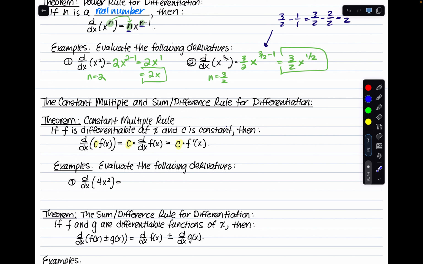So just like our example above, where we had the derivative of x squared, recall here that we found above d dx of x squared is 2 times x to the 1. This means that when we evaluate the derivative of 4 times x squared, we can bring this 4 out in front and then multiply it by the derivative of x squared.